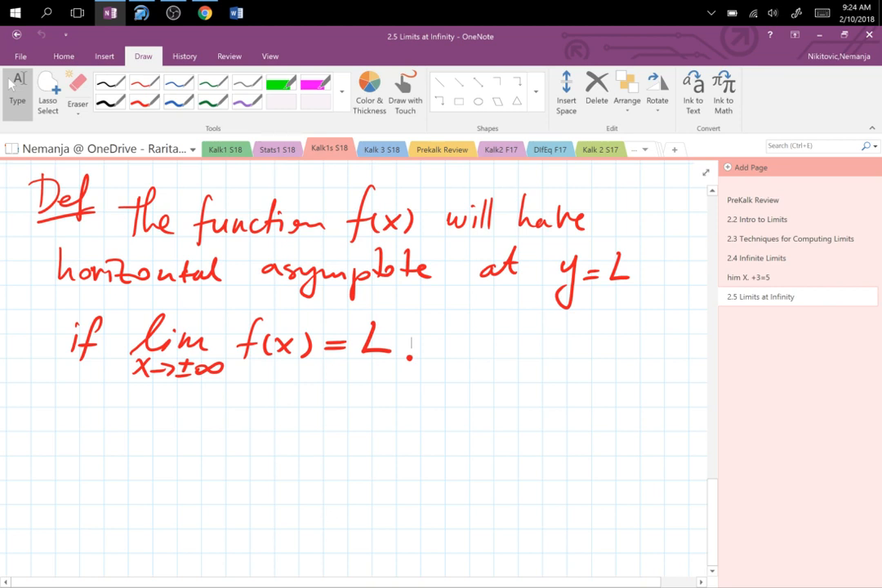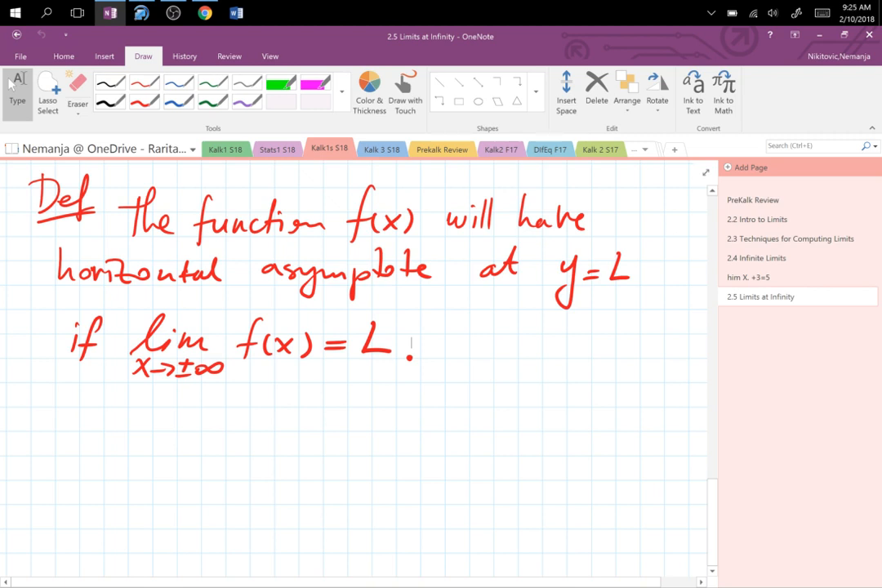So this is not just for polynomials. Those 3 rules that you might remember from pre-calculus were only for rational functions, when you divide 2 polynomials. But horizontal asymptotes are present in inverse trig functions. They are present in e to the x. Exponential functions have horizontal asymptotes and so on.